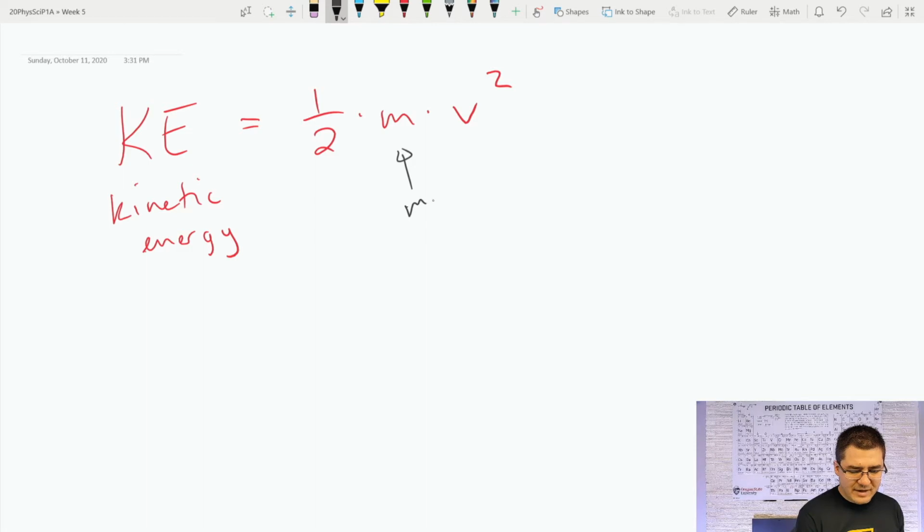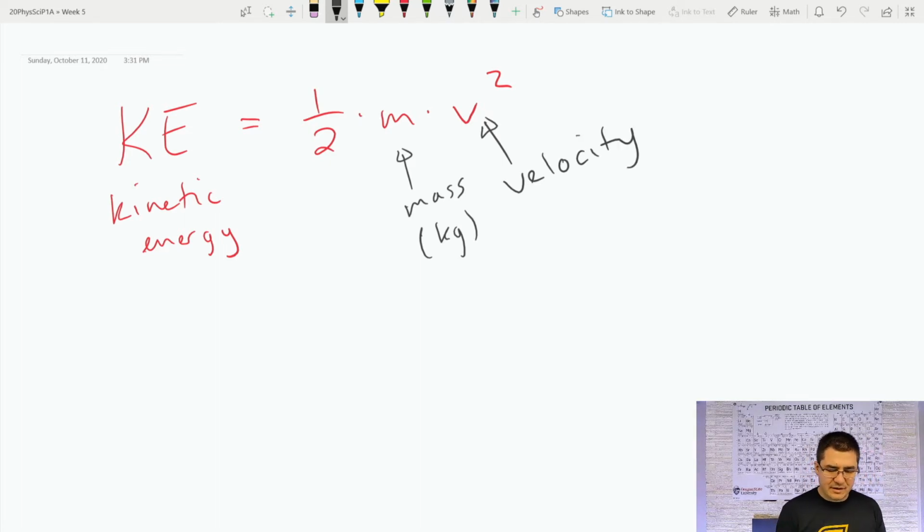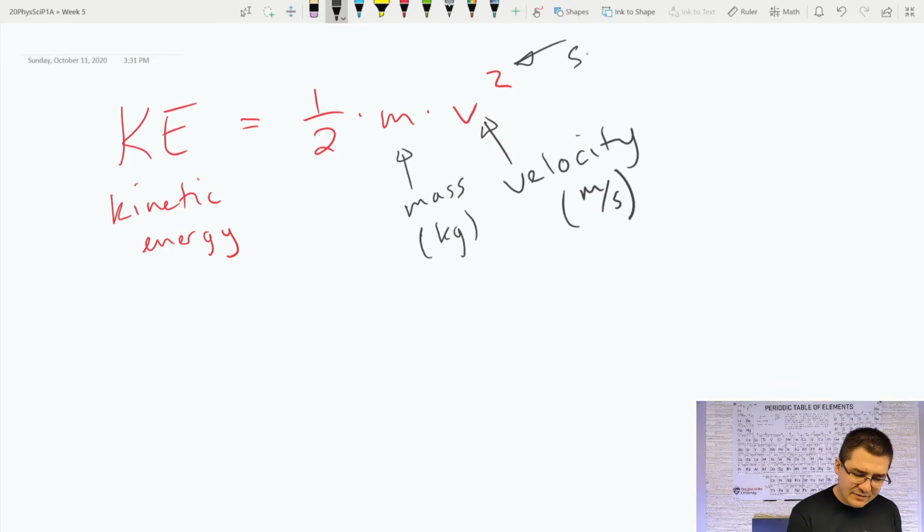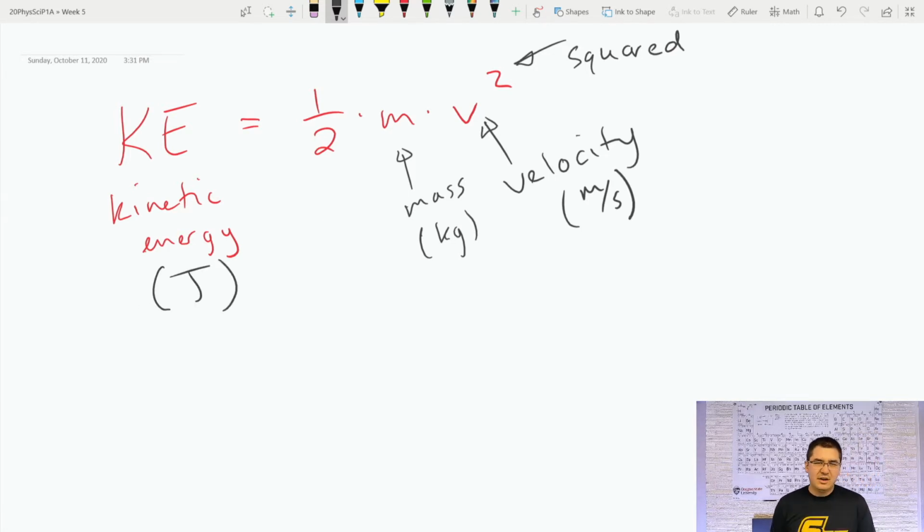So M is still mass, that's still in kilograms. V is something new, it's what we talked about a couple weeks ago, right? That's velocity, and we're going to measure velocities in meters per second. And you'll notice this squared. I have to square or multiply velocity by itself. And then kinetic energy, all energy units when we're talking kinetic and potential, we're going to measure in joules. So, here you go.